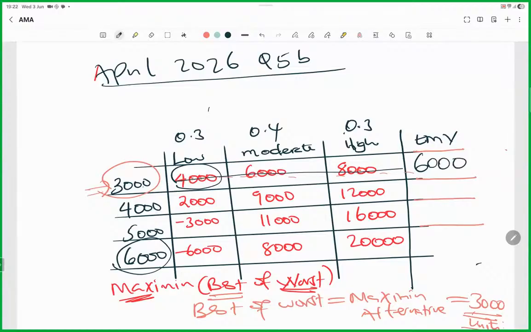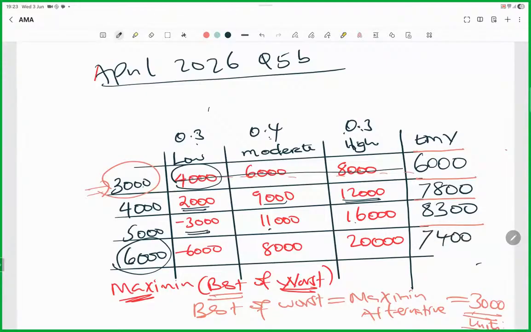How about EMV for 4,000? Pick this times its corresponding plus 9,000 times 0.4 plus 12,000 times 0.3. Give me an answer. 7,800. This one will be minus 3,000 times 0.3 plus 11,000 times 0.4 plus 16,000 times 0.3, which will give me what figure? 8,300. Then lastly, we have minus 6,000 times 0.3 plus 8,000 times 0.4 plus 20,000 times 0.3, which will give me what figure?